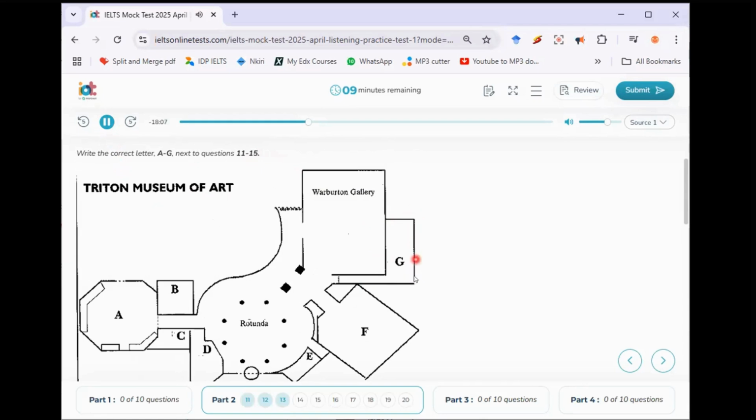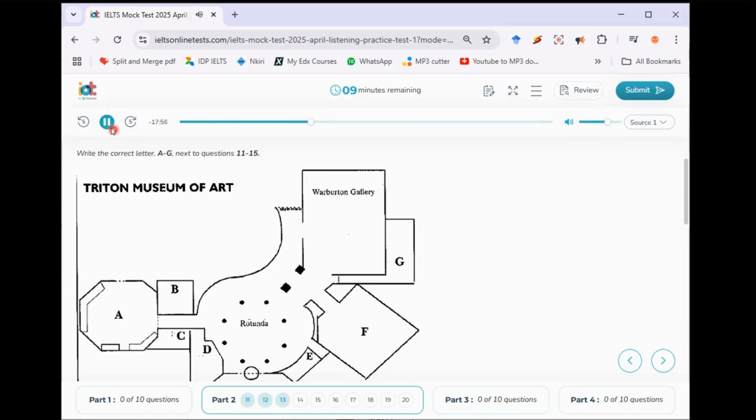Access is blocked off by this railing. So now, where were we? After we visited those galleries, which will take us a good hour as there are so many interesting exhibits. He said after we visited those galleries, what is he referring to? He's referring to Gallery F and Warburton Gallery. Two galleries. That's what he said. I think one hour, two hours.